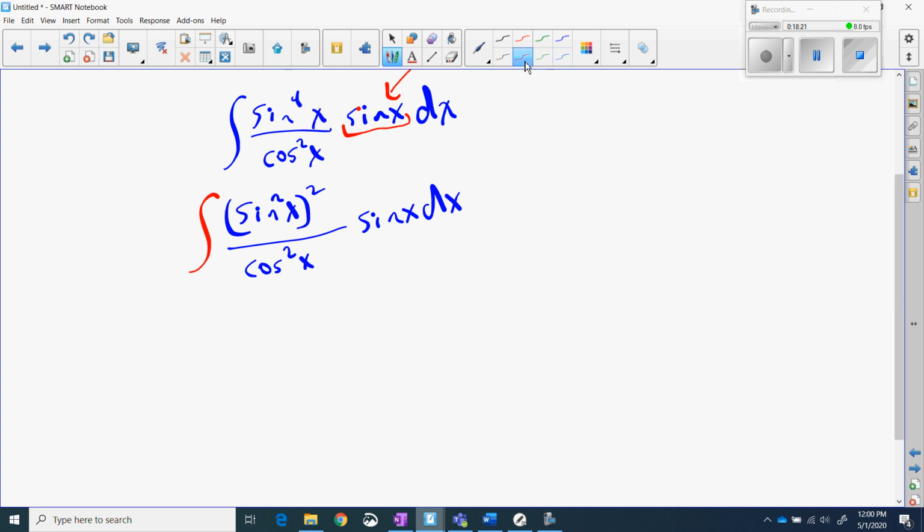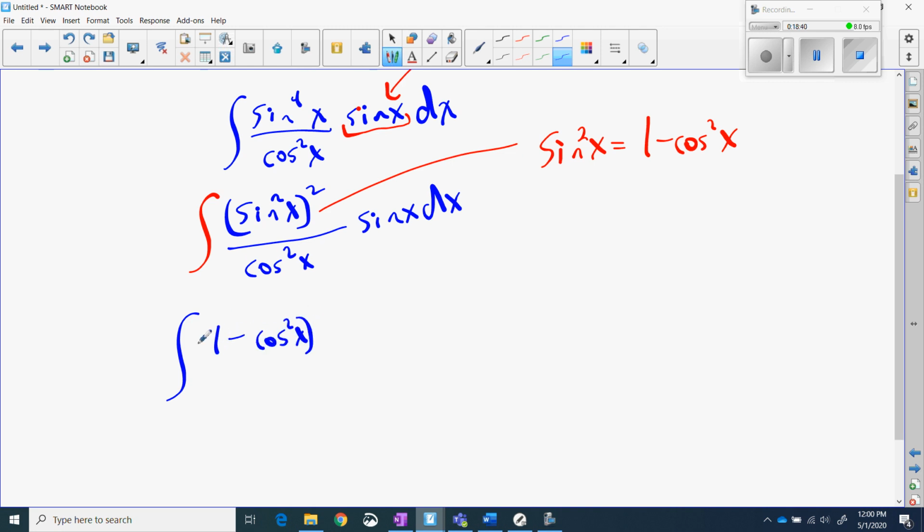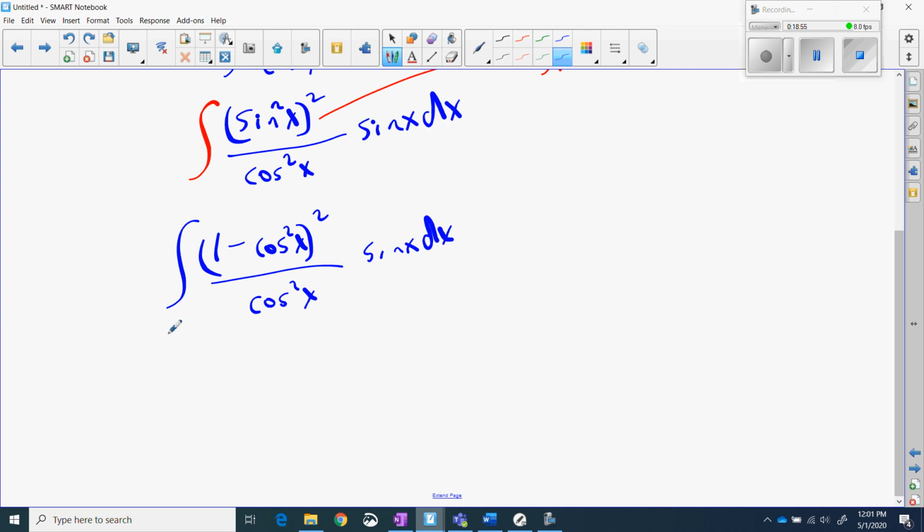Okay, so here is now where a trig identity will come into play. Sine squared x. Hopefully you quickly recognize that you could replace that with 1 subtract cos squared. So we are going to take the original question, replace sine squared with 1 minus cos squared. Still have your cos squared down here. Now you still have your sine x dx out here. Well, we're going to clean up all this mess and this fraction and see where it takes us.